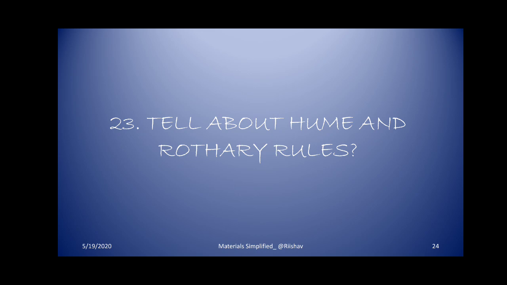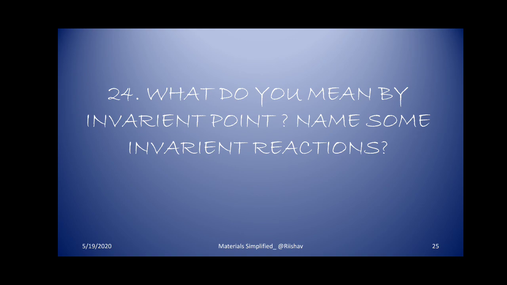Moving on, 24. What do you mean by invariant point? Name some invariant reactions. Invariant point simply means that the degree of freedom is 0. See, what degree of freedom are we talking about? Well, if you use the Gibbs phase rule and somewhere you find F is equal to 0, then that is an invariant point. Name some invariant reactions. Well, some of the invariant reactions are eutectic, eutectoid, peritectic, peritectoid.